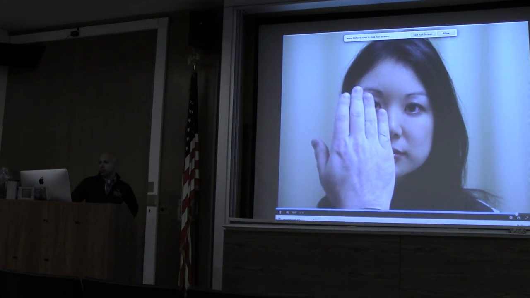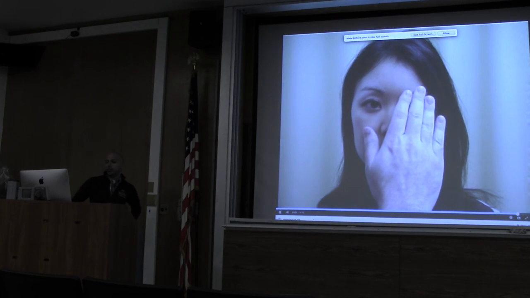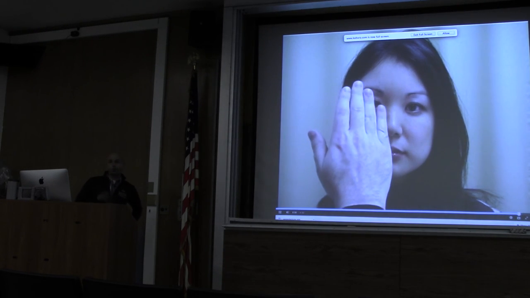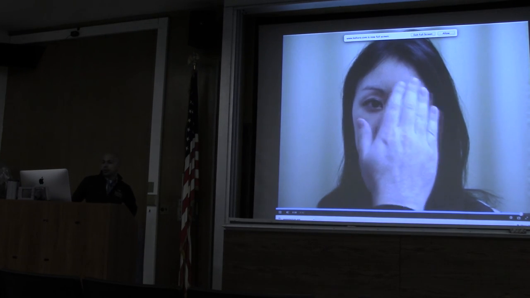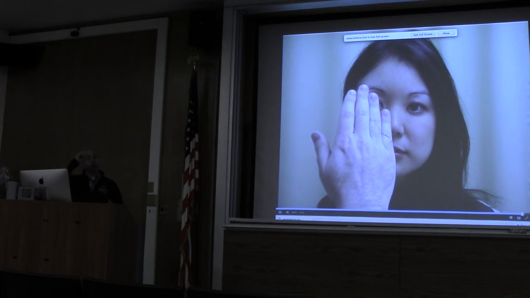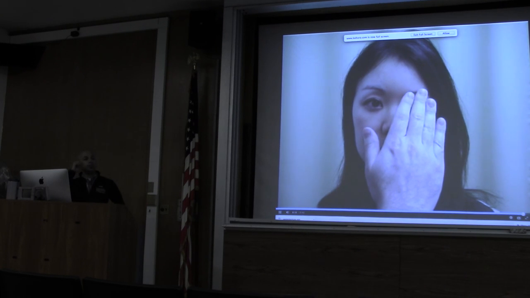Now he's going to do the test of skew. So, like I said, he's not fully covering up the eye, because from his perspective it's covered, but from the camera's it's not. So he's looking for refixation, a vertical movement of the eye when it's uncovered.